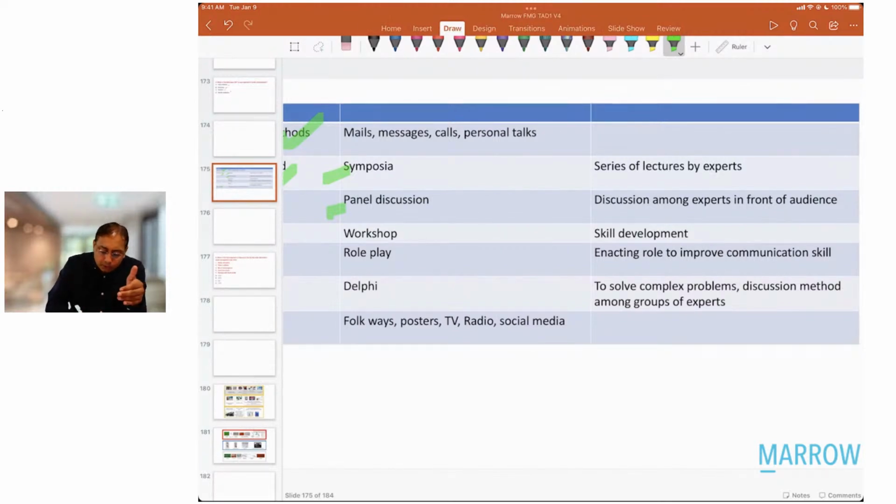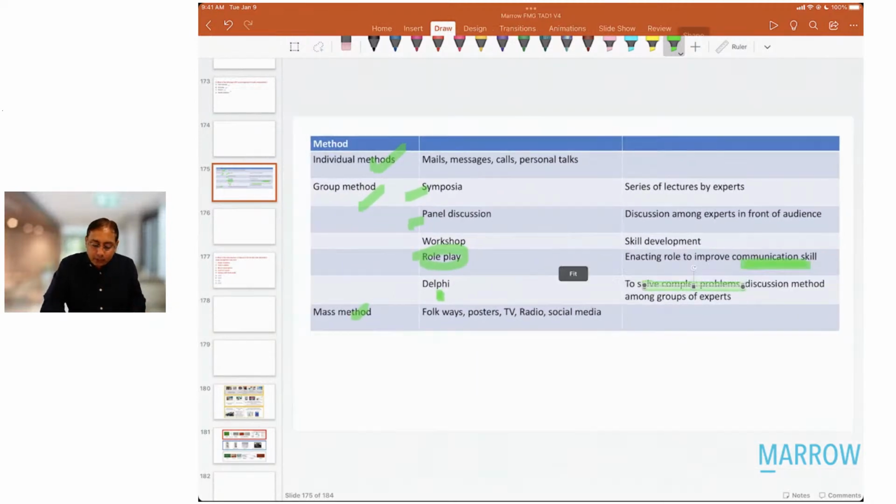Role play, many times students get confused in role play. Role play is not the nukkad natak or the folk play. Role play is when a person will do enacting and teach about some skill, communication skill. What is Delphi? Delphi is to solve complex problems. It is group discussion among the groups. Make small groups and we discuss among the groups. That is what a Delphi is. It is to solve complex problems. So make sure you get this very easy topic right.